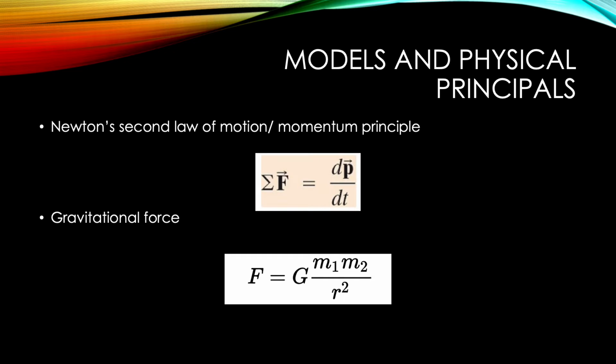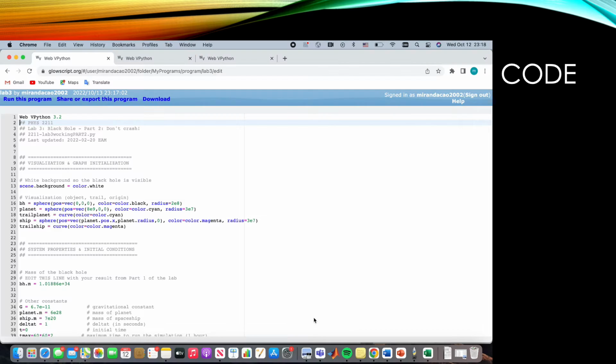Two physical principles were used in this lab. The first one being Newton's second law. It states that the net force on an object is the changing momentum over the changing time. And the second one being gravitational force, which states that the force of attraction between any two bodies is directly proportional to the product of their masses and is inversely proportional to the square of the distance between them. And the formulas are on the slides.